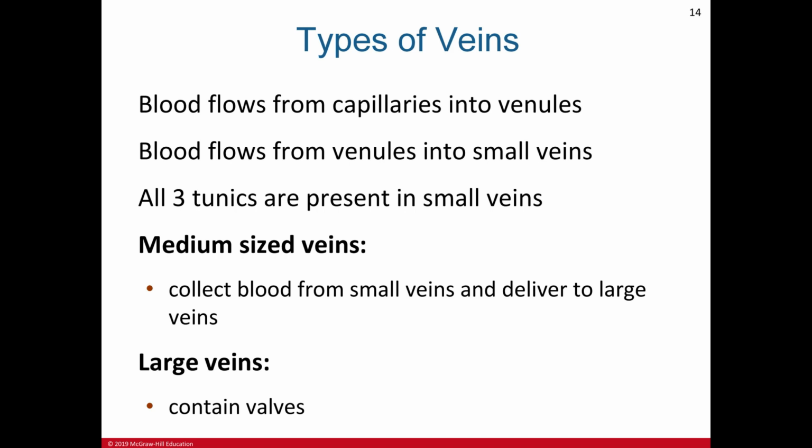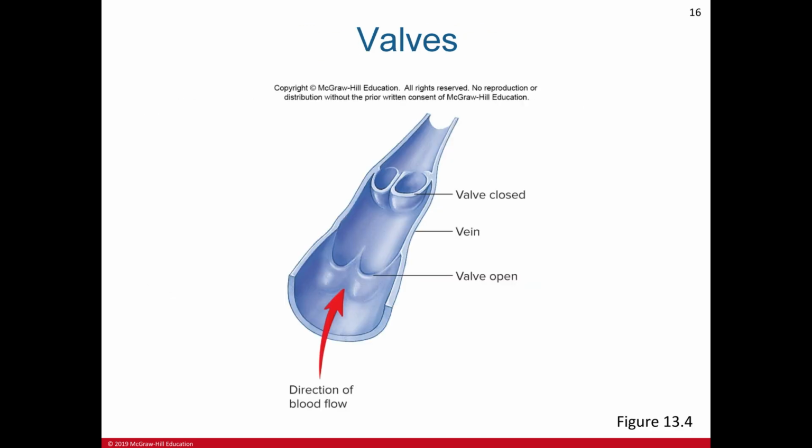Compared to the elastic arteries, where the most prominent layer is the tunica media, in large veins the most predominant layer is the tunica adventitia. The medium and small veins contain all three tunics, and their purpose is to collect the blood from small veins and deliver it to large veins. The large vein contains valves, similar in function to the valves found in the heart. This is to avoid backflow of blood.